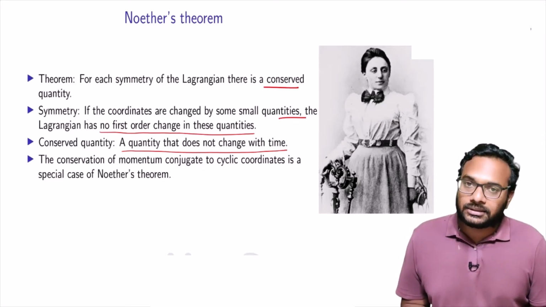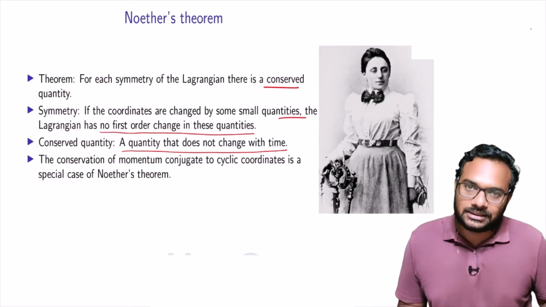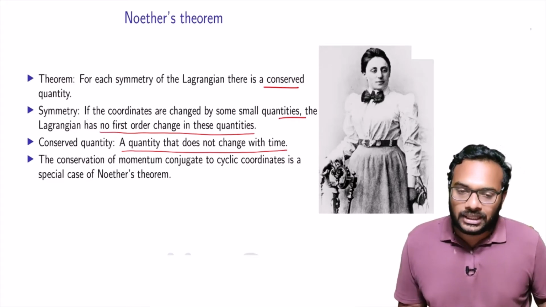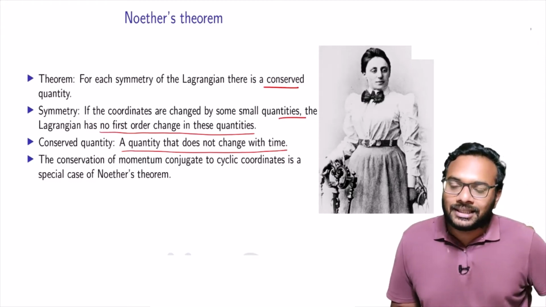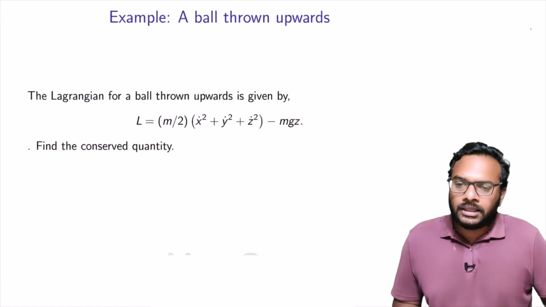Okay, Noether's theorem is very important in general relativity and in particle physics. Everywhere, this relation between symmetries, or how we can actually deal with symmetries, is very important. That's why I have put a photo of her here, because she is such an important person for all of physics. Okay, now let's look at an example.